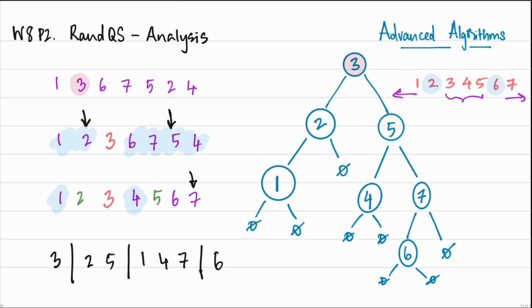This is of course assuming that none of these fellows here in the middle have been chosen as pivots so far. Okay, so this is really the key observation that drives this whole argument. The key observation is that the ith ranked element and the jth ranked element are compared in a run of quicksort if and only if at least one of them is chosen as a pivot before any of the others in that range are chosen themselves.